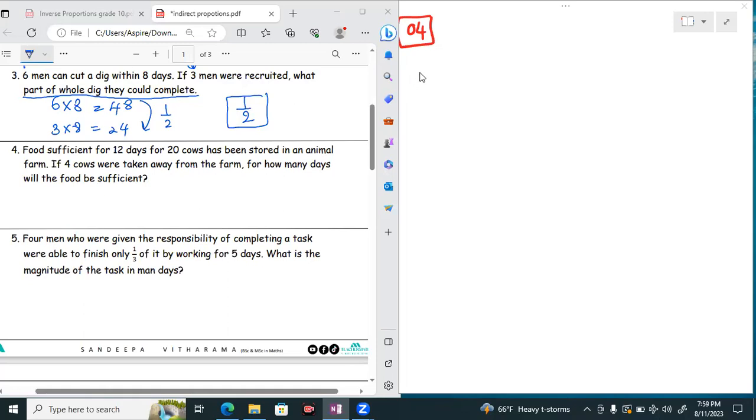The number of days, if there is only 1 cow, for how many days will the food last? It is 240 days.